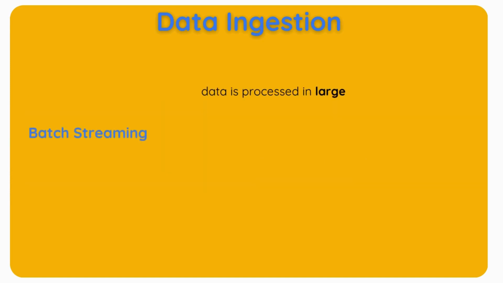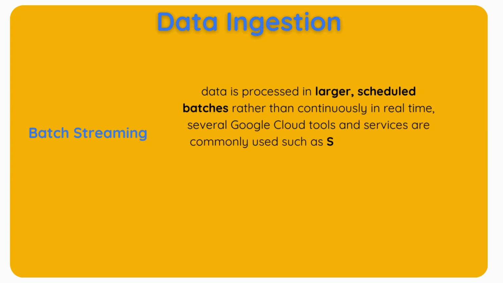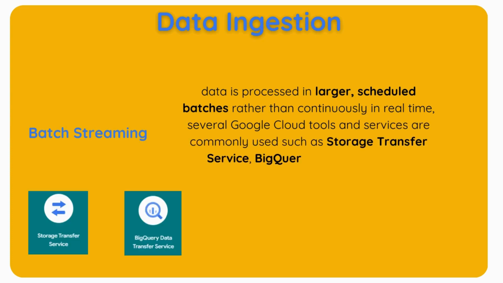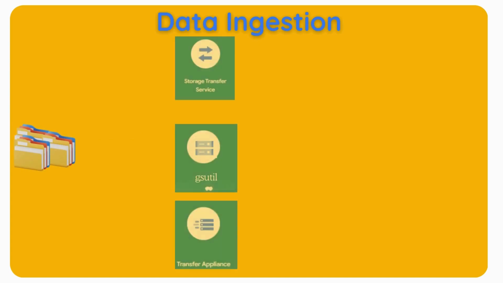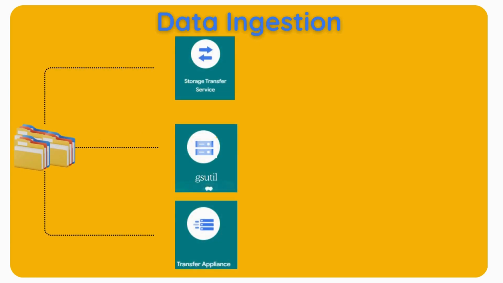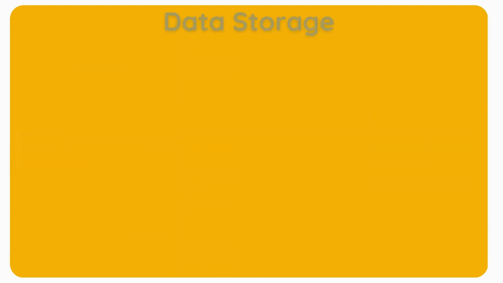For batch streaming, where data is processed in larger, scheduled batches rather than continuously in real time, several Google Cloud tools and services are commonly used, such as Storage Transfer Service, BigQuery Transfer Service, Transfer Appliance, and gsutil. These tools and services, except for BigQuery, are designed to simplify and automate the process of ingesting data into Google Cloud for batch processing, allowing you to focus on analyzing the data rather than managing the ingestion process.